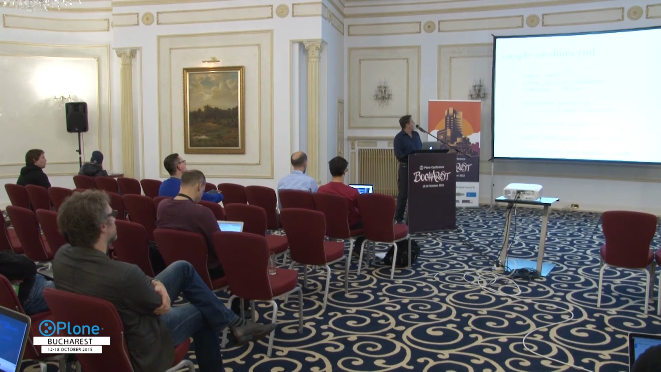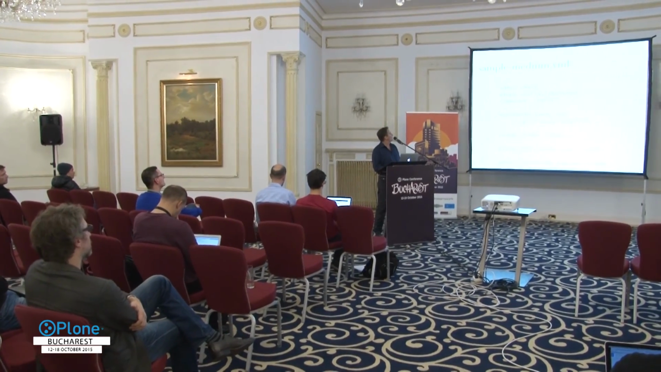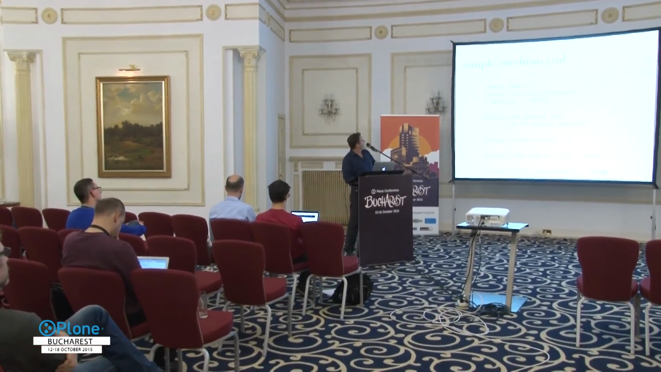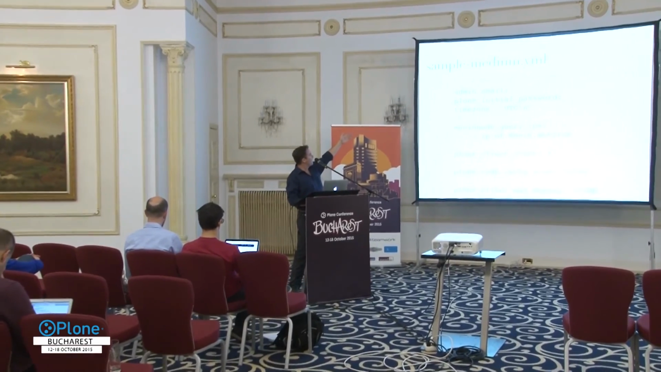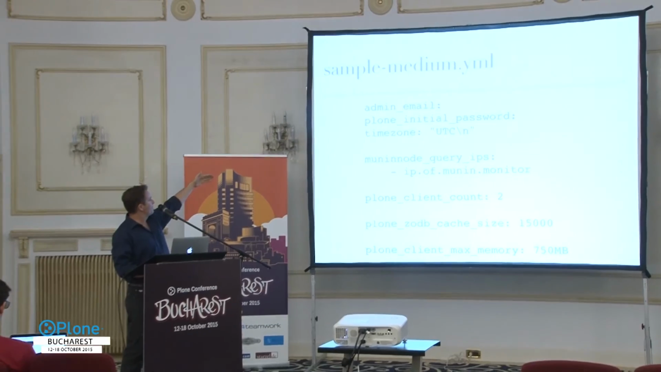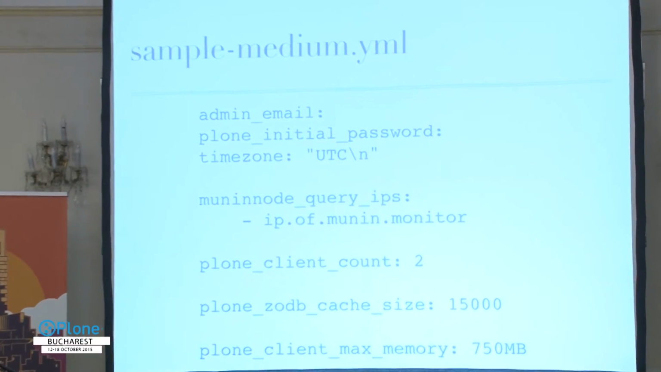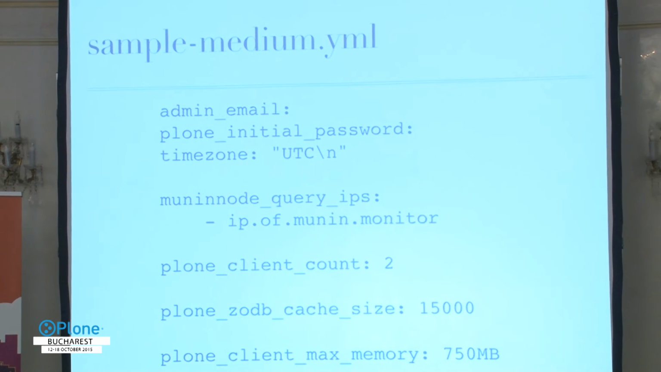So this is one of the samples. This is for a medium size. These are some of the variables in the configuration file for a medium size server. Like I mentioned, you need to specify the admin email. You need to specify the initial password. The time zone is the one feature that I added to the Ansible playbook.